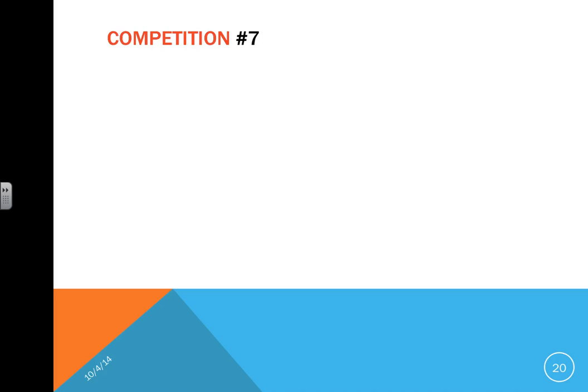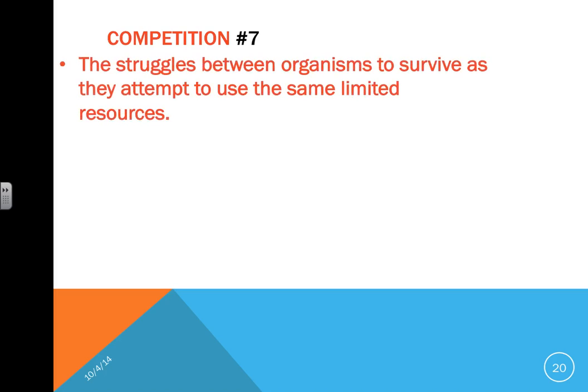So let's look at competition, which is our 7th goal. Competition is in red. It's a vocabulary word. It's the struggles between organisms to survive as they attempt to use the same limited resources. Write that down, highlight it in red. It's a vocabulary word.